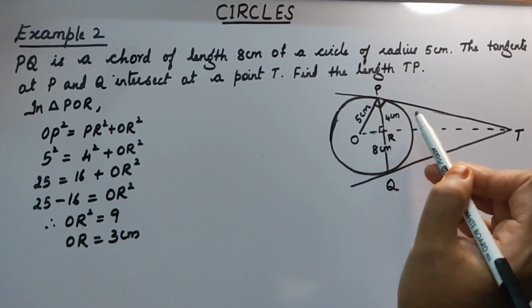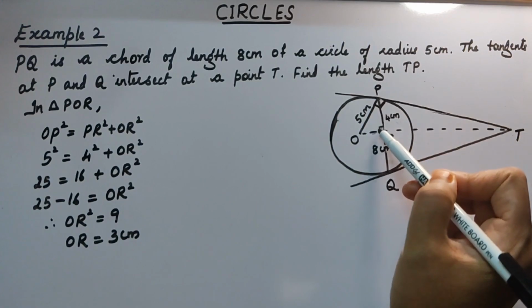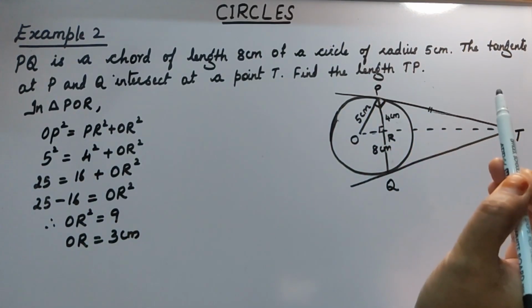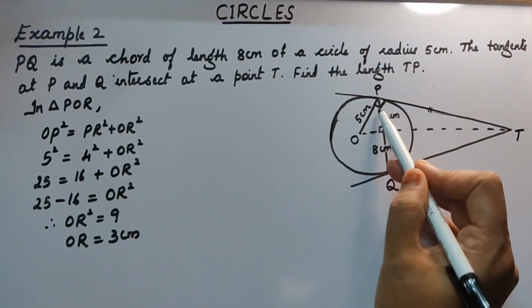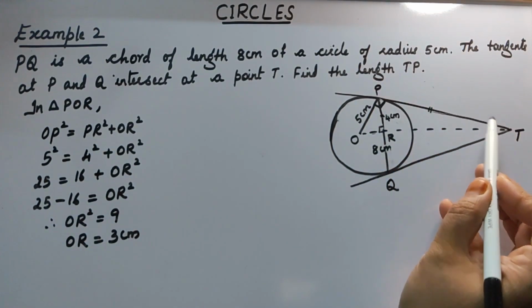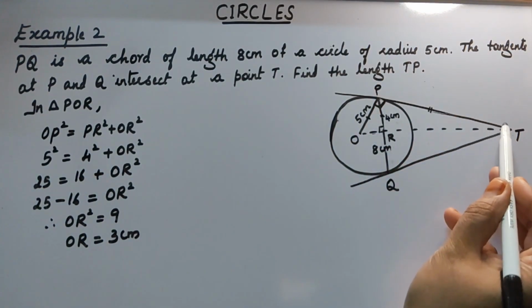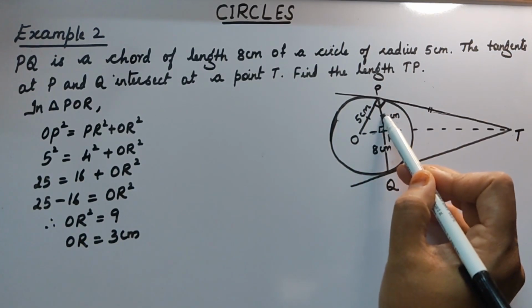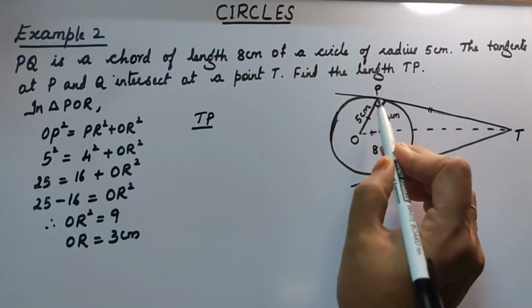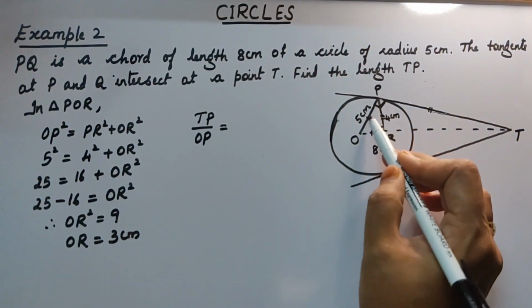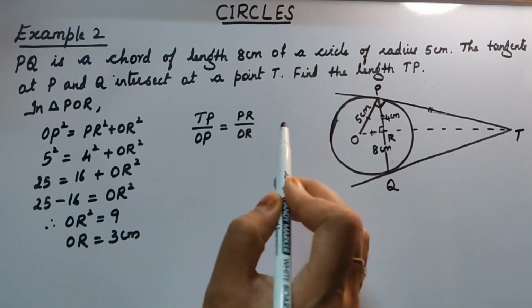Now we need to find out the length of this tangent. So what will we do? Look here, this is a right angle triangle, and this is also a right angle triangle. In the triangle, this is the altitude. So altitude by base. This is very easy. This is the altitude by base of the triangle. Now for the small triangle, altitude by base, this is the base. Now let me write this. This is TP by base OP, which is equal to, now going to the small triangle, altitude that is PR by base is OR. This is by similarity theorem.